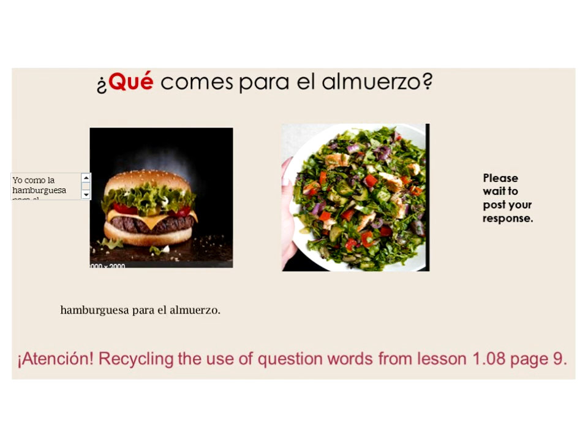You have to use the grammar that is covered in the lesson. So, I want to point out these 2 examples. Let's look at yo como la hamburguesa para el almuerzo or como la hamburguesa para el almuerzo. What's the difference between yo como and como? Who can tell me? Yo como or como?